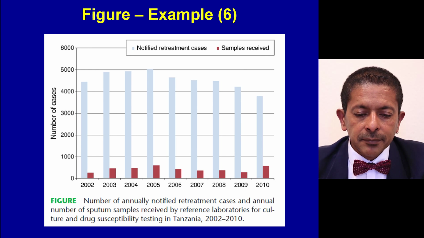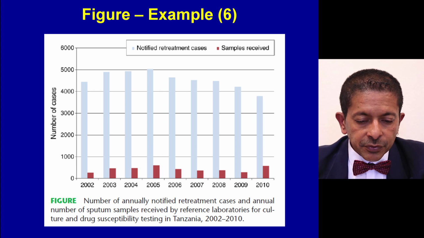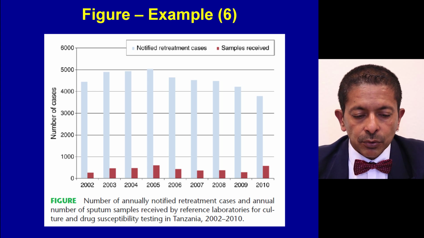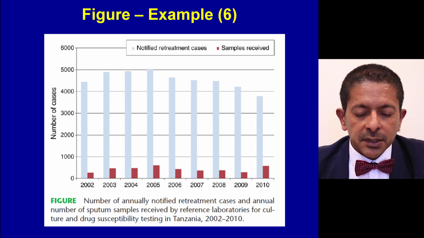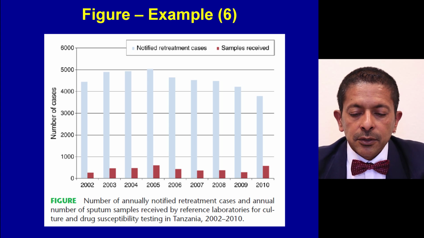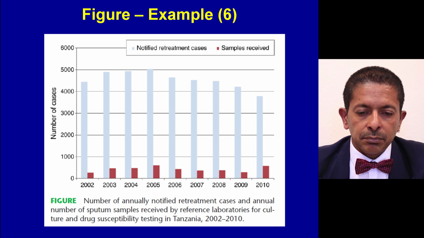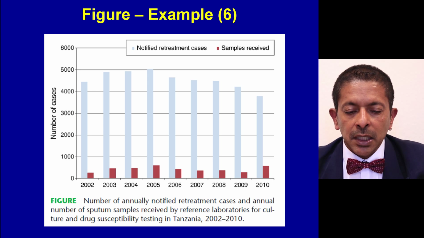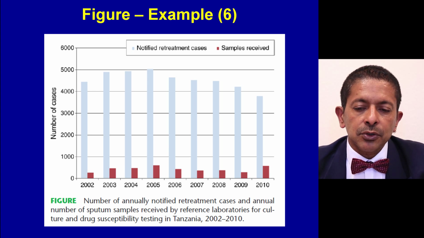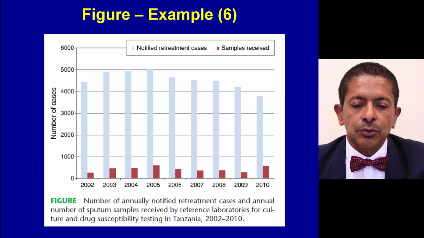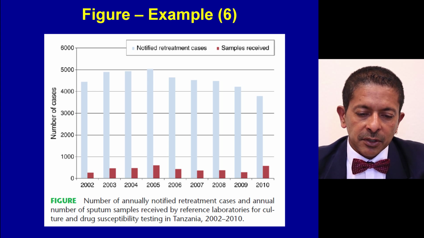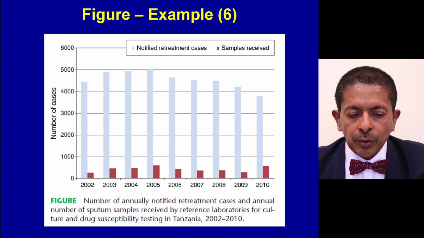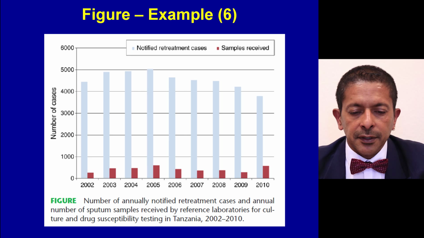Here's another nice figure. It's the number of annually notified retreatment cases and annual number of sputum samples received by reference laboratories for culture and drug susceptibility testing in Tanzania, 2002 to 2010. Nice title. And you see in blue the notified retreatment cases, in red the samples received. So clearly you're getting much less samples than you should for every retreatment case, and this was a reflection of the problems in transport. So nice figure.